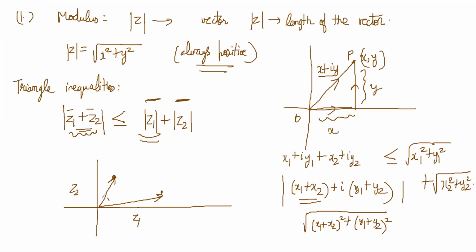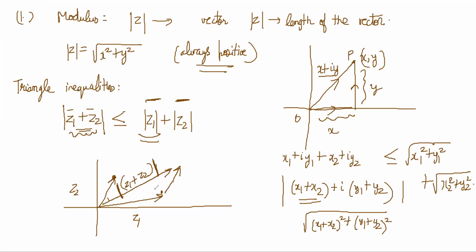To add these two vectors, I will lift up this and put it here, right? Without changing the length and the direction, if I can pick up a vector and place it here, then I will be able to arrange it head to tail. Then this is the triangle inequality. This is z1 plus z2, right? So mod of z1 plus z2 will be the length of this vector.